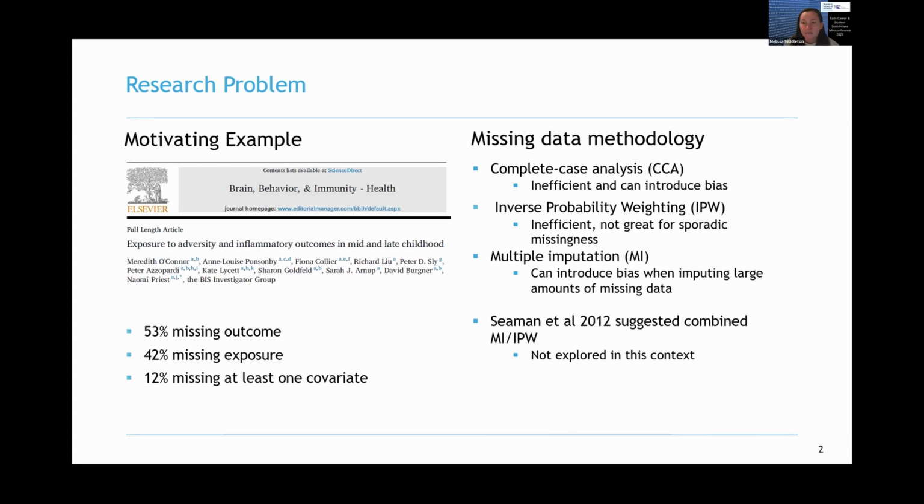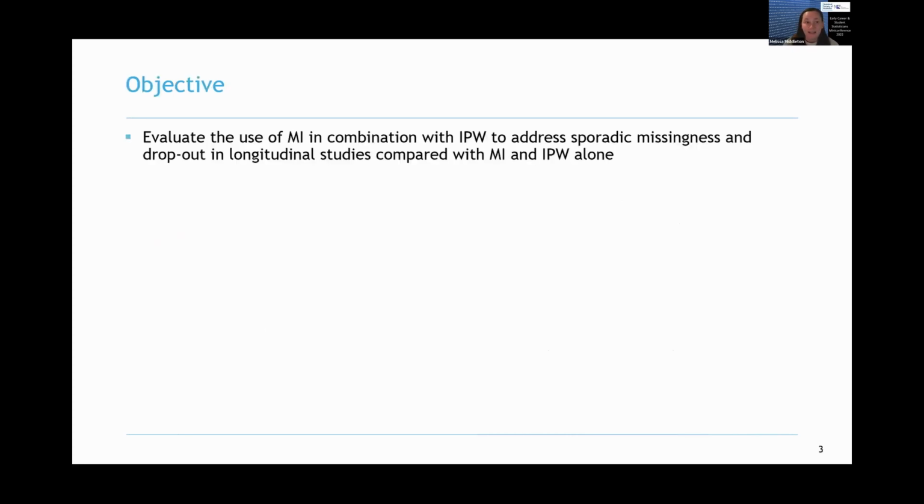However, this approach hasn't been explored in the context of a longitudinal study with dropout. And that leads to the purpose of my work, and that was to evaluate this combined use of multiple imputation and IPW to address that sporadic and outcome missingness in longitudinal studies.